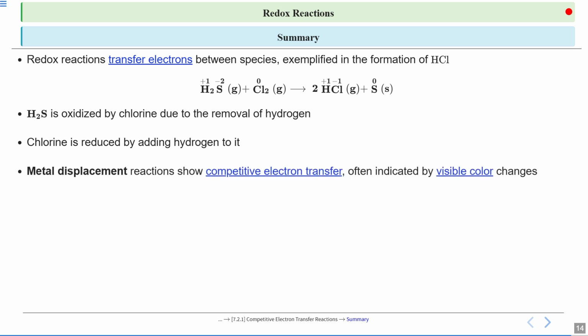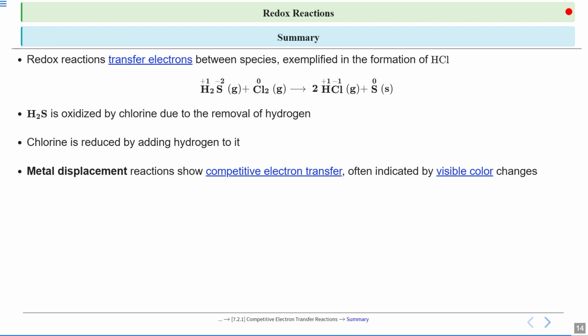Now, as we have seen different examples in which we have taken metals being reacted in different solutions, there are metal displacement reactions which show the competitive electron transfer, often indicated by visible color changes. That means if we have to understand the metal displacement reaction, how can we understand it?